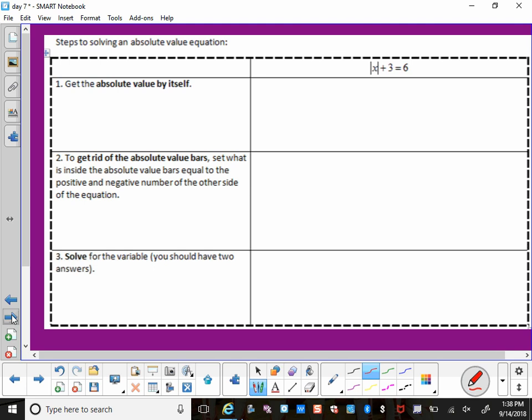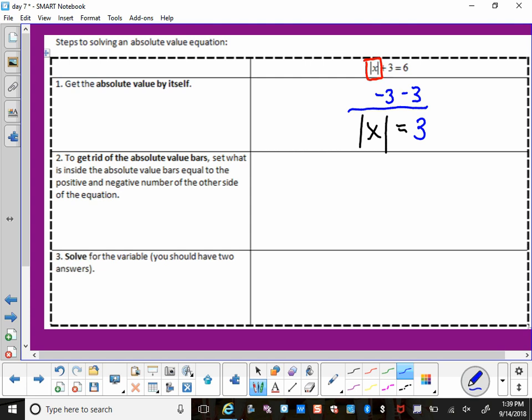Here's an example. You have a different color pen, or you can use a pencil, it doesn't really matter. I always want you to box up around the absolute value bars. Once you box it up, I want you to see, is it by itself on that side? This is not by itself because there's a positive 3 with it. I need to get rid of that positive 3. How do I do that? Yep, let's subtract 3 from each side. So that means I'm left with absolute value of x is equal to positive 3. All I did was get rid of that positive 3.